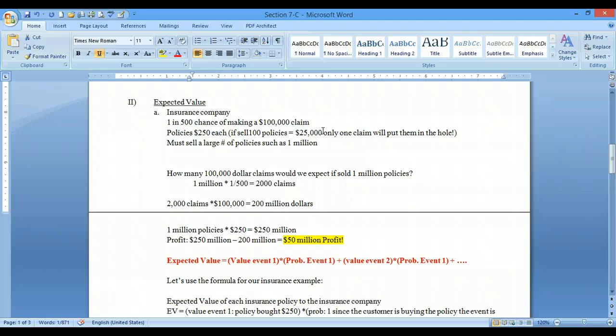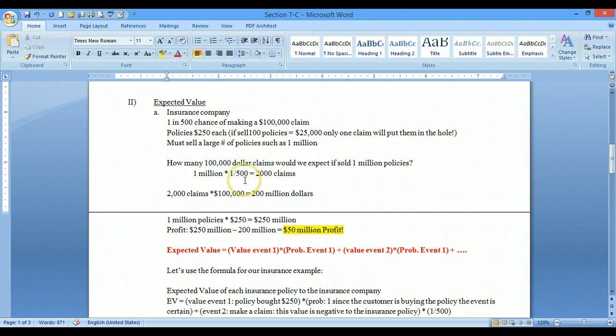An insurance company will only be successful if they sell a very large number of policies. We're going to go on the conservative side and say that they sell about 1 million policies. I know it doesn't sound like 1 million is going to be conservative, but believe me, in an insurance company, that's going to be pretty conservative. So, how many $100,000 claims should we expect if we did sell 1 million policies? So we know that there is a 1 in 500 chance.